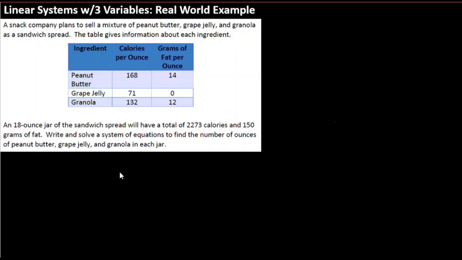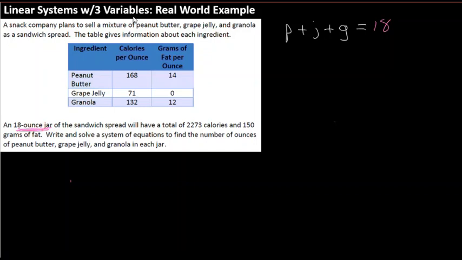So what we're going to do here is just read from this and set it up as a system. And you're going to see this is a little bit more complicated of a system than the ones that we've been seeing before. Basically, the amount of peanut butter plus the amount of jelly plus the amount of granola should all add up to an 18-ounce jar. Let me switch to a neutral color here. It should all add to an 18-ounce jar.